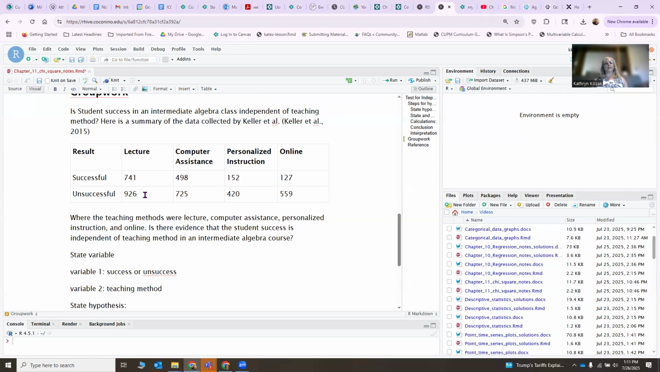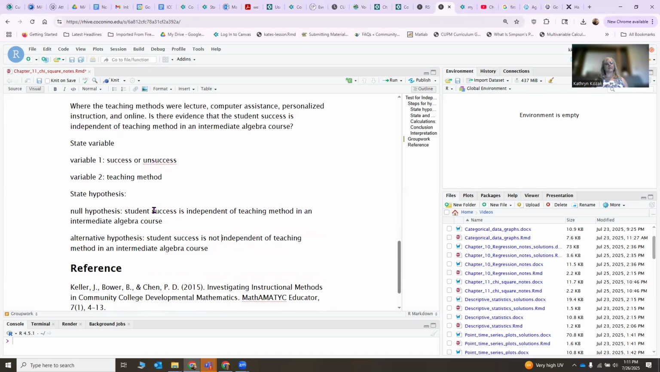Expected frequency for lecture is how many do I expect of all the people in the study? And that would be adding up all these rows or all these columns, finding how many people were actually in the study. Then we could say, how many do we expect to be unsuccessful? And then we're going to compare that with what we observed. So if they're independent, there shouldn't be much difference between what we observed and what we expected. If they are dependent, or not independent, we do expect to see a difference.